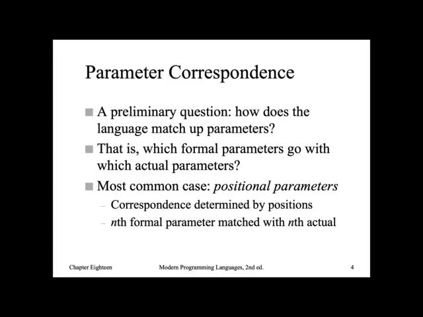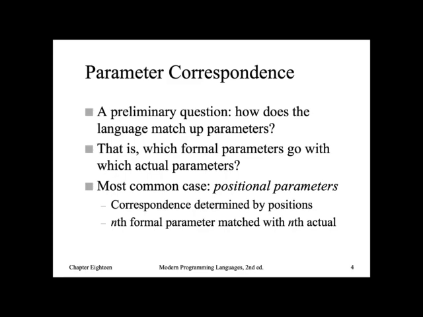So the first concept is this notion of parameter correspondence, and what this refers to is the way in which you match up the actual parameters and the formal parameters, right? I'm sure you just think of this as, well, there's a list of formal parameters, and then there's a set of actual parameters that are going to be handed in, and the obvious, straightforward approach is to assume that these are going to go in order, and that makes perfect sense, and this is the common case, right?